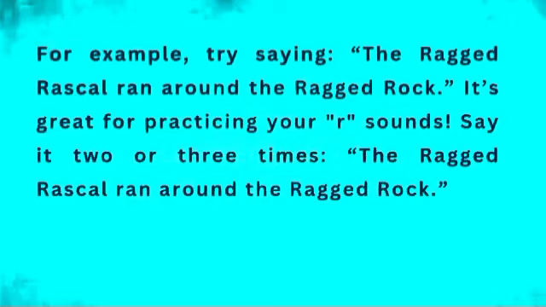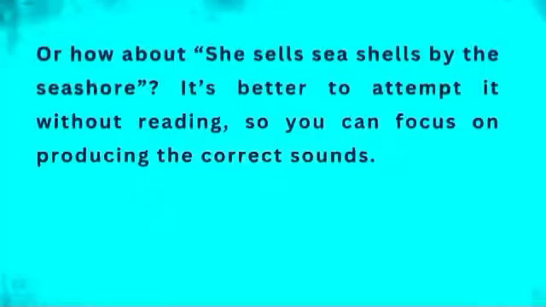For example, try saying, "The ragged rascal ran around the ragged rock." It's great for practicing your R sounds. Say it 2 or 3 times. "The ragged rascal ran around the ragged rock." Or how about, "She sells seashells by the seashore." It's better to attempt it without reading, so you can focus on producing the correct sounds.